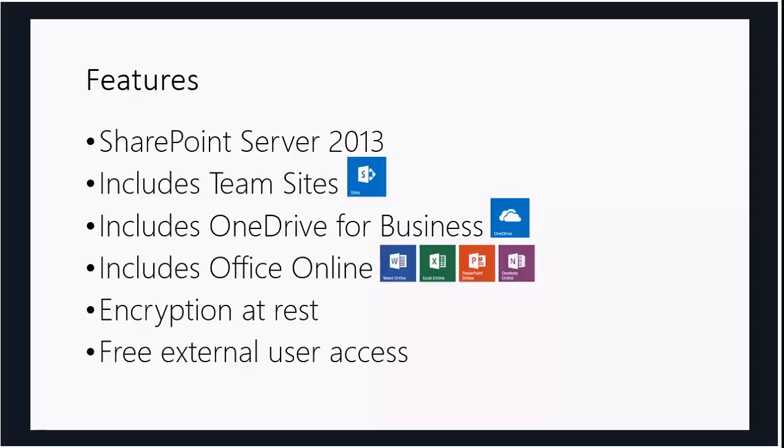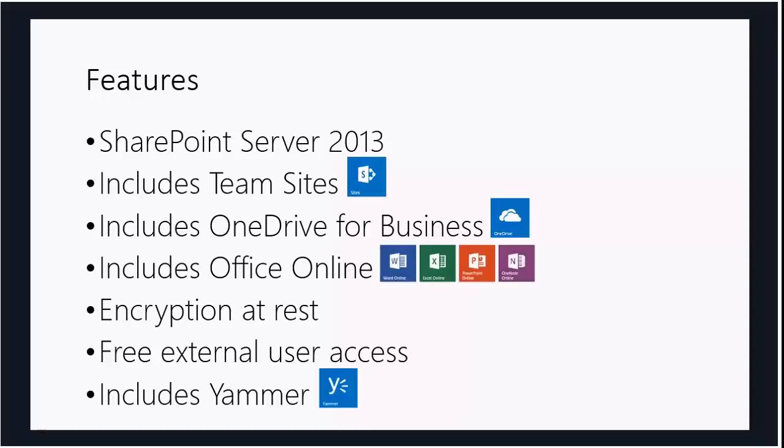The other thing SharePoint Online includes is the ability to have what's called free external user access. What that means is you can have an external third party who only needs a Microsoft account, Hotmail or whatever, and you can give them access to your SharePoint site without any cost. They can come in and contribute to your site, upload documents, view documents, and collaborate in a project environment without any additional cost. There is no restriction on how many external users you can have.